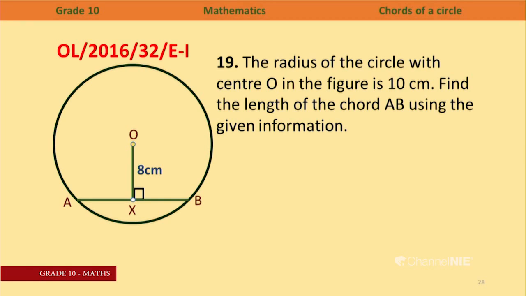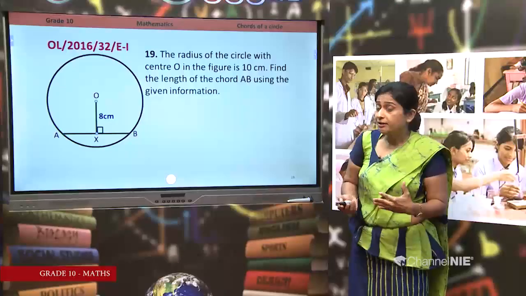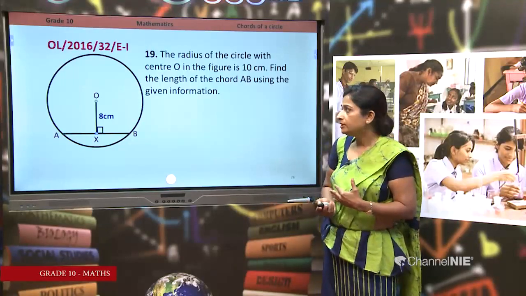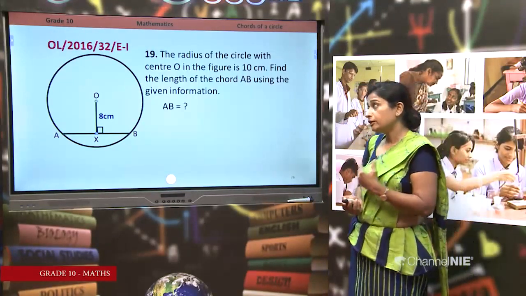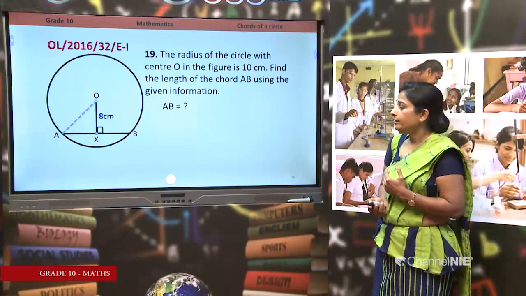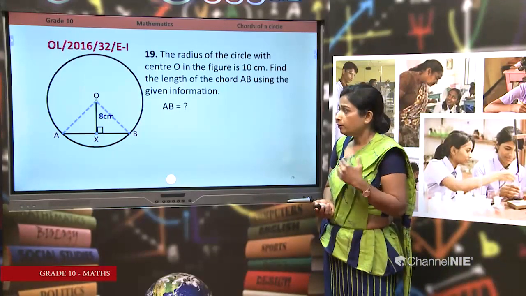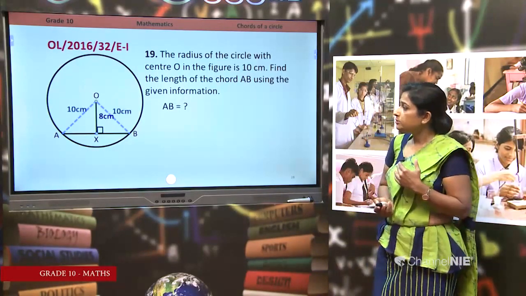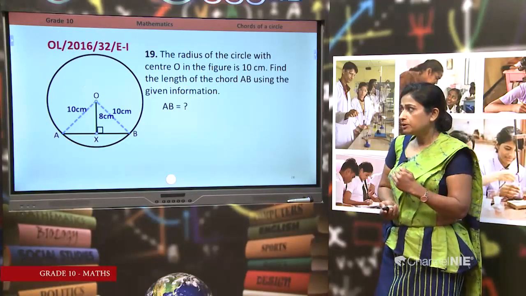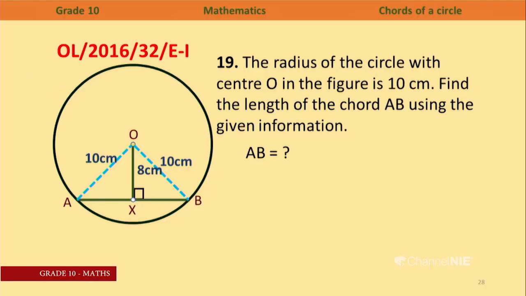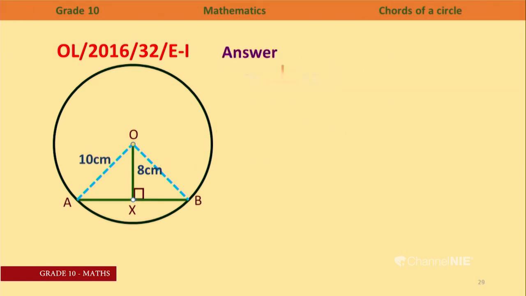So here we can apply the converse of the theorem. When we draw a perpendicular from the center to the chord, the chord will be bisected. That's the converse of the theorem. We have to find the length of AB. Here I have joined the radius OA and OB, because we know the length of the radius, they are 10 centimeter. Here also we have a right angle triangle. In this right angle triangle we know two sides' lengths. Let's see how we do that further.